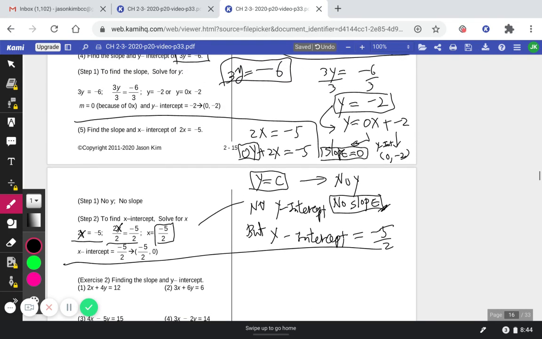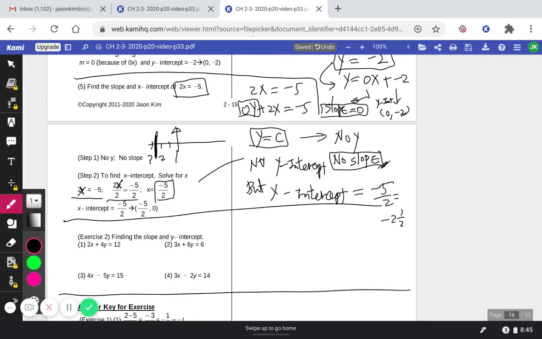So if you actually graph this, -5 over 2 is about -2.5. So you go to x at -2.5, between 2 and 3. So the graph will look like this. In case you want to look for the graph of 2x equals -5, that's the graph. Now again, going back to exercise 2, pause the video, do these problems and check your answer.